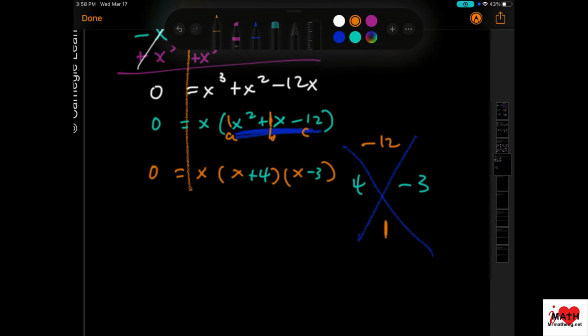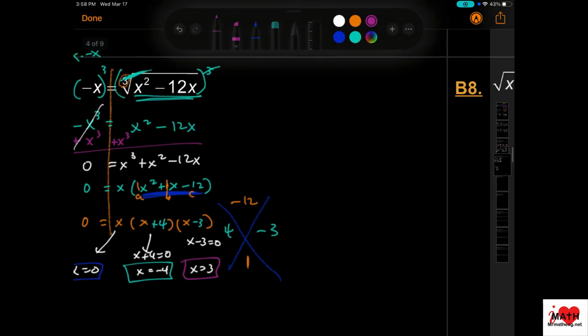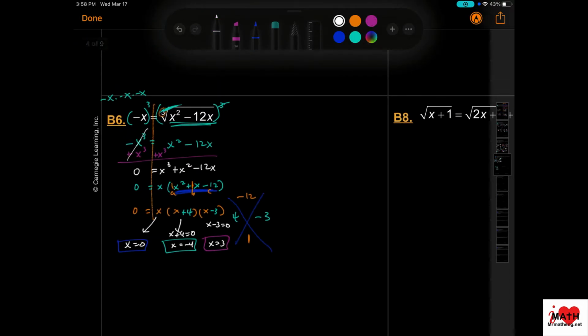And we're just going to apply the zero product rule. So x equals 0. That will give you x equals negative 4, because you subtract 4 on both sides. And then x equals 3. I'm going to put this one in dark blue, light blue, and pink. And we're going to have to test each one of those versus the original problem. So negative x equals the cube root of x squared minus 12x.